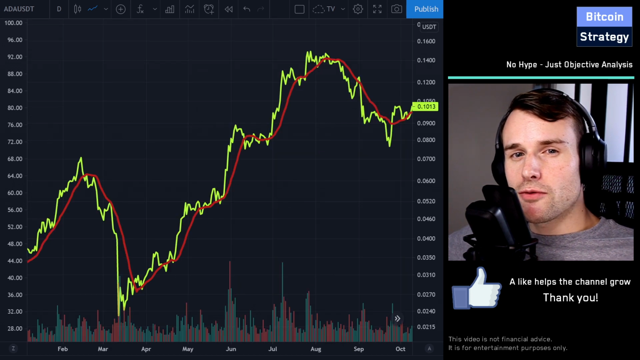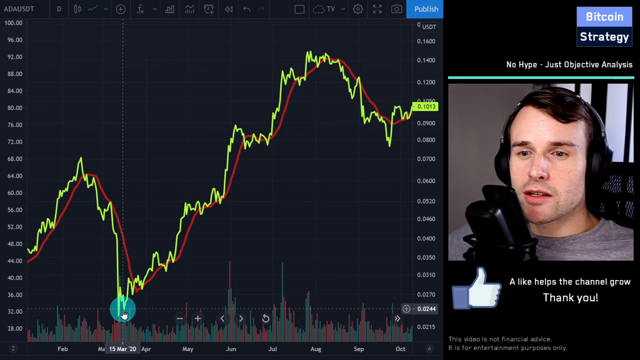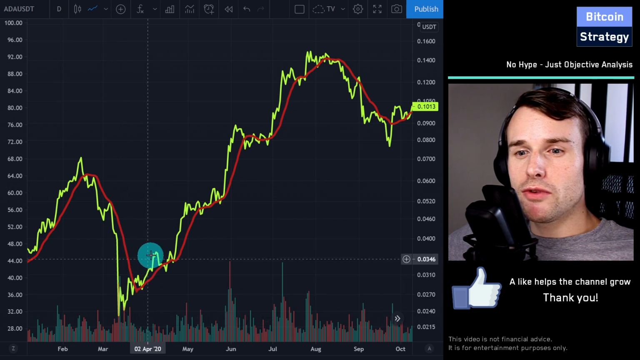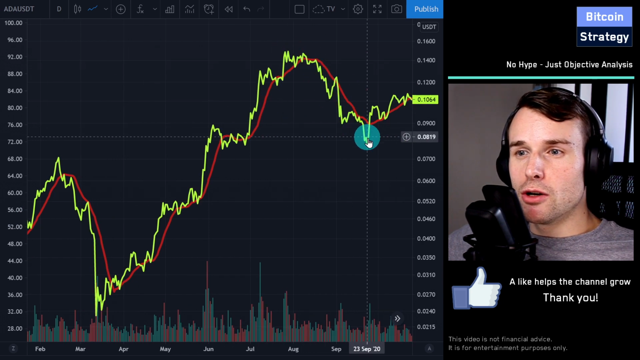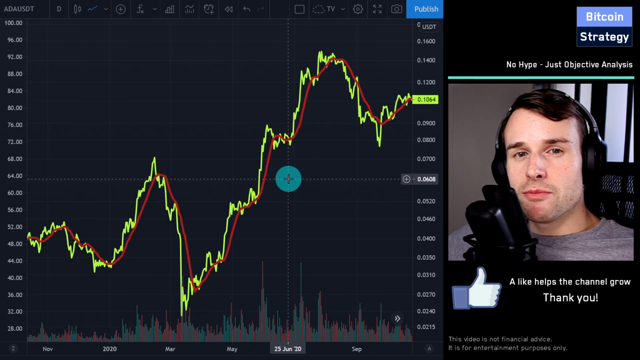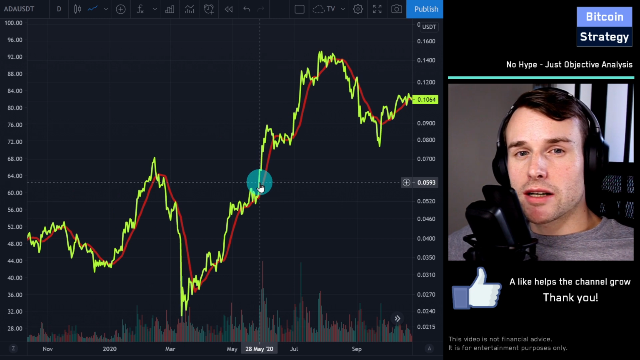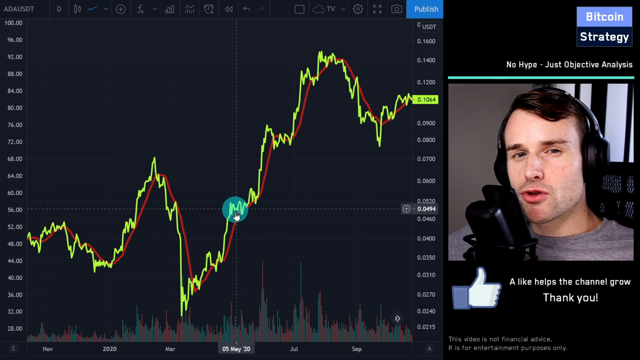So say you've got the following approach. You want to be in the market whenever the price is above the moving average, and you want to be outside of the market whenever the price is below the moving average. It's a very simple, straightforward way to trade any asset and to try to time the market. But the question is, what moving average should you actually take?